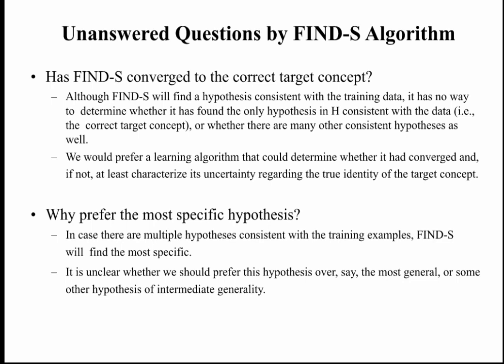But as soon as we encounter more training examples, my hypothesis could become more general, and any value in the attribute could become possible. So is it really that we have found a hypothesis that correctly approximates the target concept, or does the algorithm actually converge to the correct target concept?